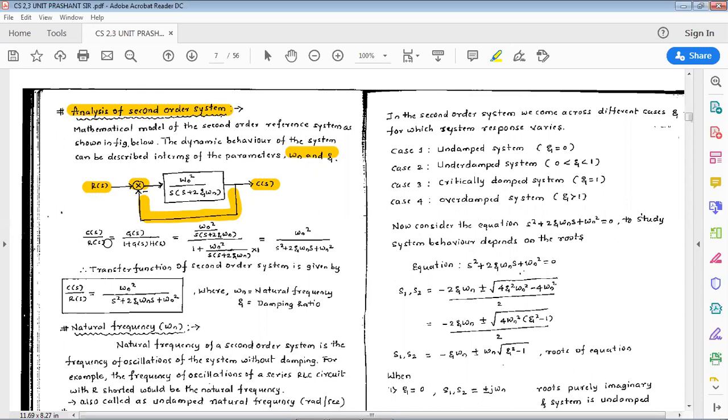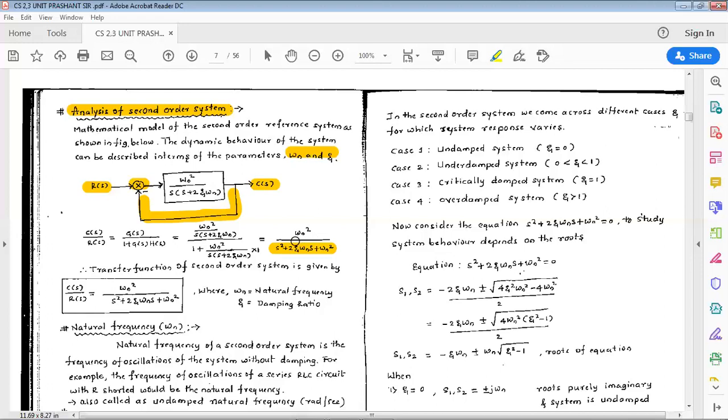We know how to find the transfer function of this one, that is C of s by R of s is given as g of s divided by 1 plus g of s into h of s. Here h of s is 1. Substitute the value of g of s here, that is omega n square by s times s plus 2 zeta omega n, divided by 1 plus omega n square by s times s plus 2 zeta omega n, into 1. Upon simplifying this, we get omega n square by s square plus 2 zeta omega n s plus omega n square.